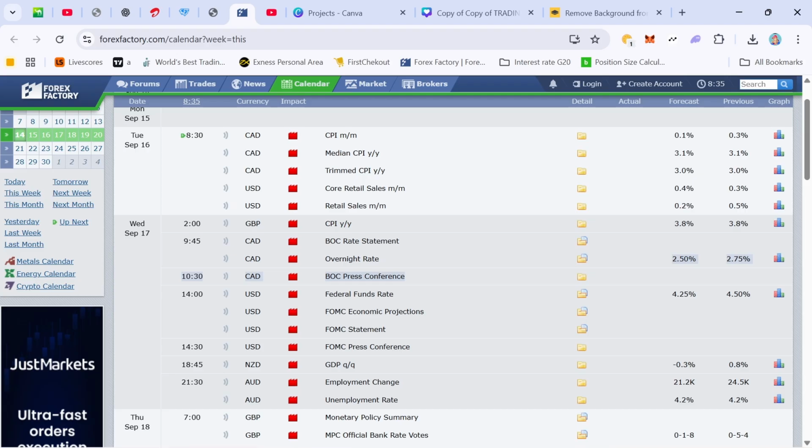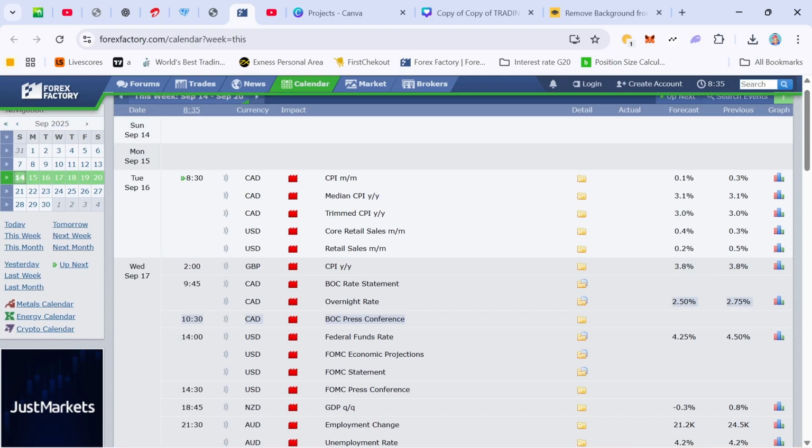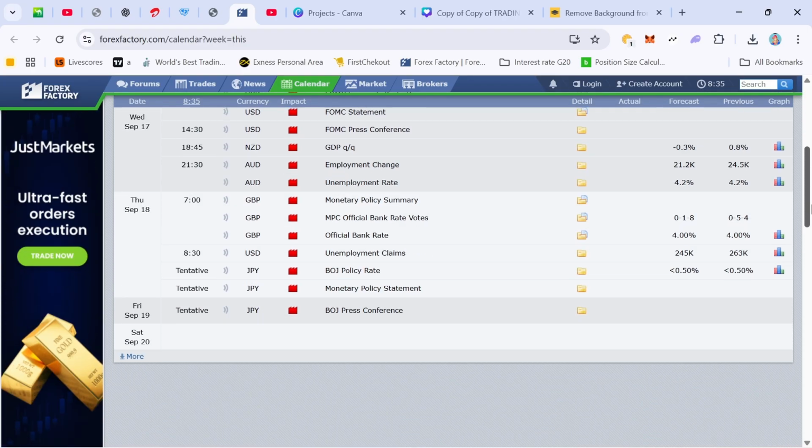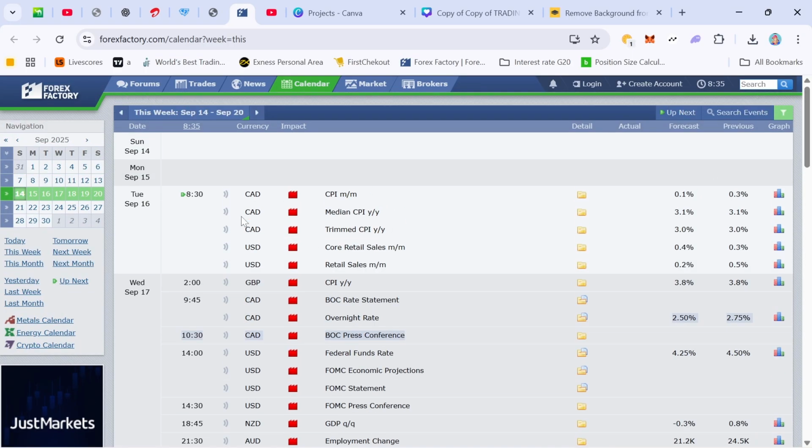So guys, this is our Forex Factory starting from Monday the 15th of September. You can see Monday there is no news here, but from Tuesday through to Friday we have some kind of news. On Tuesday we have our CAD news and USD news. CAD news is the CPI, so if you are trading the Canadian pairs, be careful around this time. They are having their CPI, and the USD is also having their core retail sales.